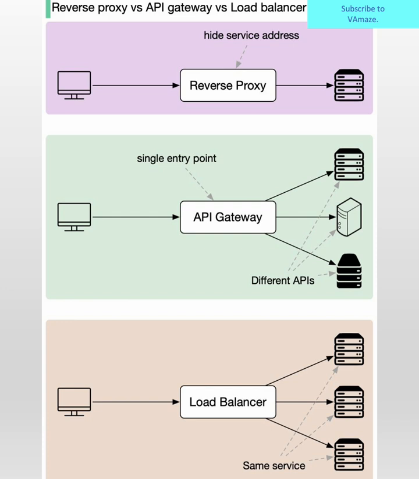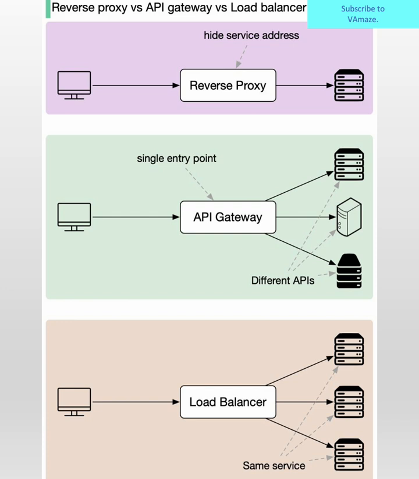The concept of invisibility. A reverse proxy operates on a simple yet powerful principle: hide service addresses from the outside world. When a client makes a request, they interact with what appears to be the actual server, but in reality they're communicating with an intermediary that forwards requests to the real backend services.